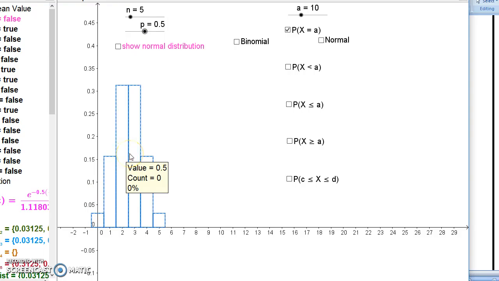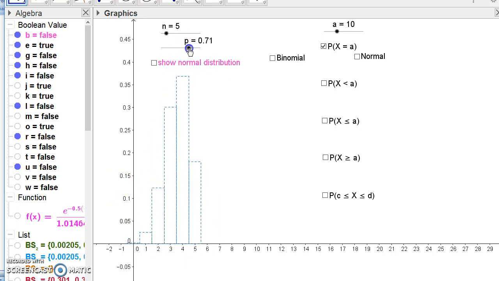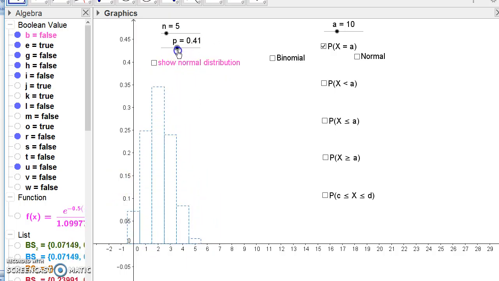So again, good communication question, right? If the probability distribution is symmetrical, what can you conclude about the probability? And we could say the probability of success has got to be 50% in order to produce this perfect symmetrical picture, because as soon as we move the probability in either direction, the symmetry is gone.